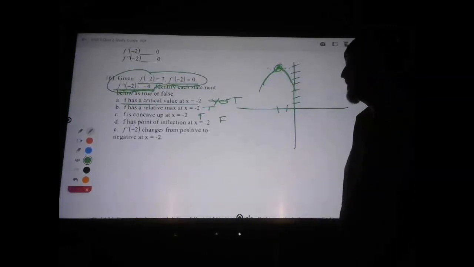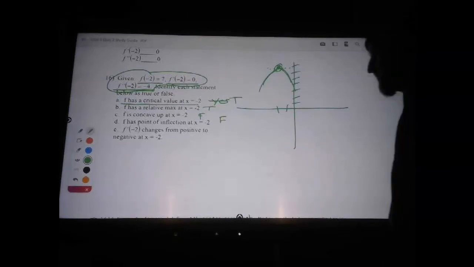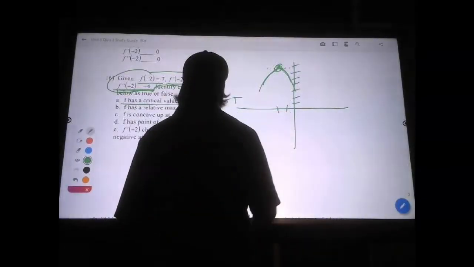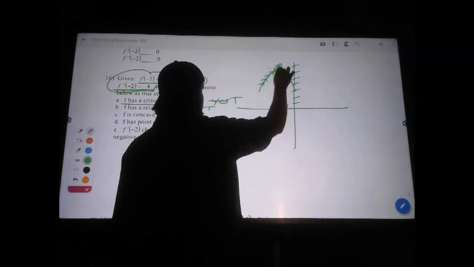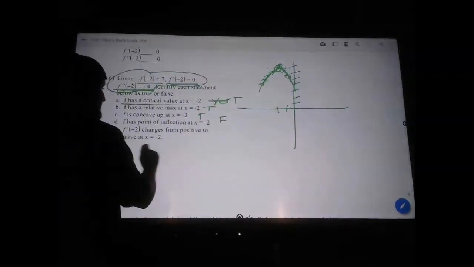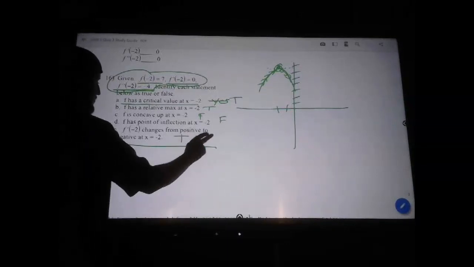It's false. Last one. f prime changes from positive to negative at -2. Well, let's see. What's my slope on the left? Positive. What's it on the right? It's negative. So did my slope change from positive to negative at that point? The answer is yes. So that's also true.